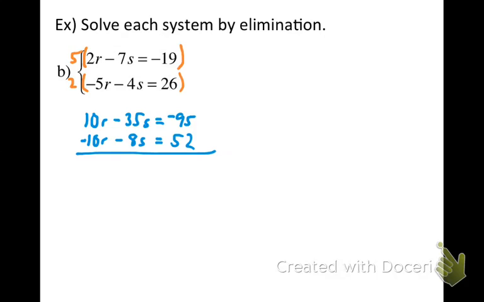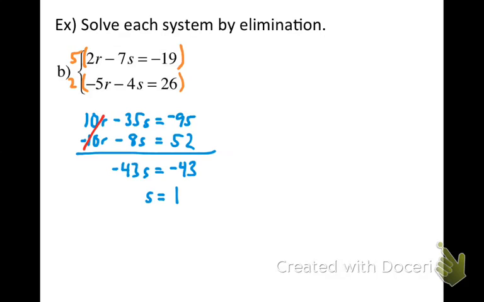10r plus negative 10r is going to be 0. Those are going to cancel out, and then we'll have negative 35s plus negative 8s, and that'll give us negative 43s. And then negative 95 plus 52 is negative 43. There we got down to our single equation with a single variable, and we're able to solve for that variable. We're able to see that s is equal to 1.